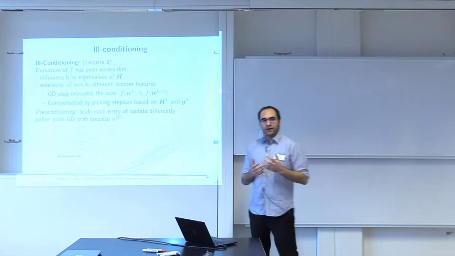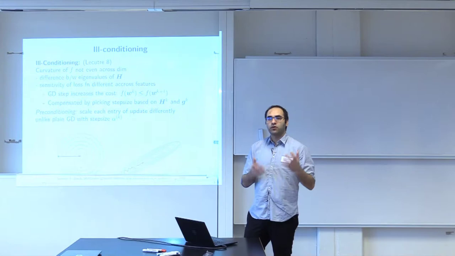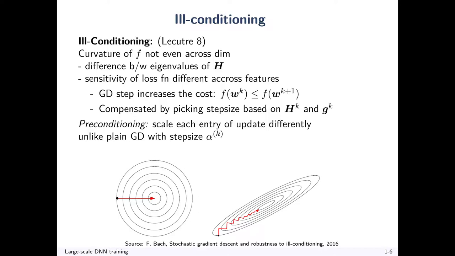Another challenge when we think about the loss function is the issue of ill conditioning, which I think Hossein hinted at in the last lecture. Here I'll focus on ill conditioning when you're training a deep net for deep learning. Recall that one way to think about ill conditioning intuitively is that the curvature of the function is not even across all the dimensions. Another way to think about it is that the eigenvalues of the Hessian are not evenly distributed. You have small eigenvalues and large eigenvalues, such as what I've tried to illustrate here.